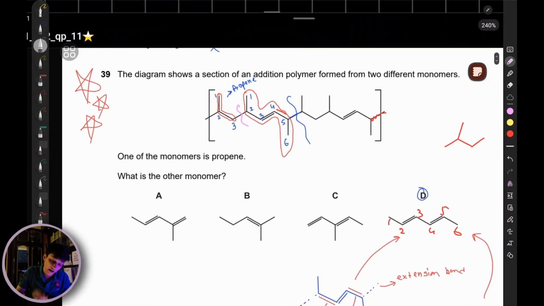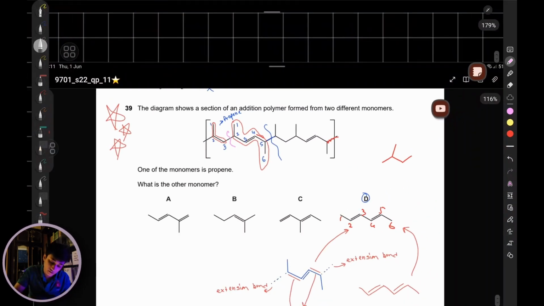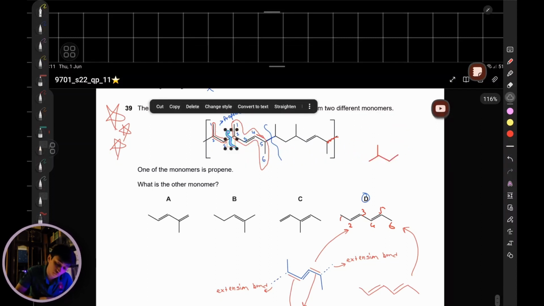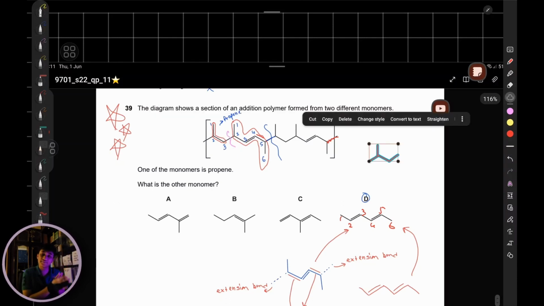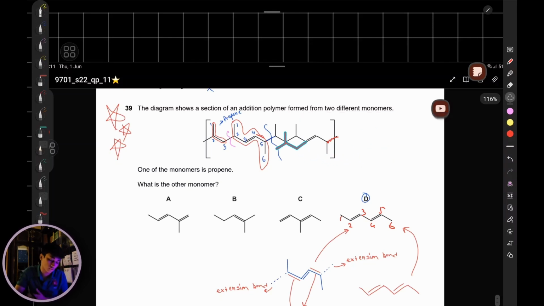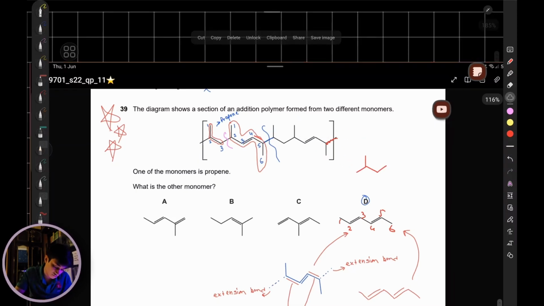What is the next monomer? How do you find the next monomer? Very simple. I'm basically going to find the same shape after the first propene molecule. You're going to look for the same shape after the first propene molecule. That is the polymerized propene molecule, the monomer. The polymer. So where do you see the repetition after the first one?